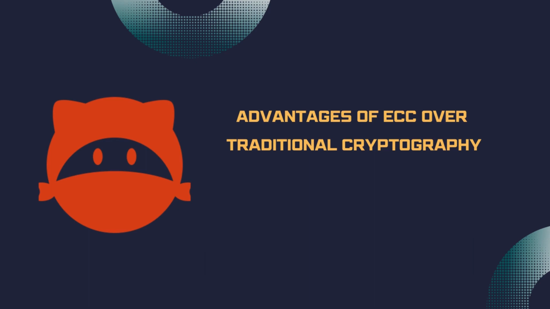Another advantage of ECC is its higher level of security. ECC requires a larger number of operations to be performed in order to break the encryption, which makes it more difficult for attackers to compromise the encryption. ECC also uses smaller key sizes, which makes it more difficult for attackers to find the correct key. This means that ECC provides a higher level of security compared to other cryptographic algorithms, such as RSA or Diffie-Hellman.